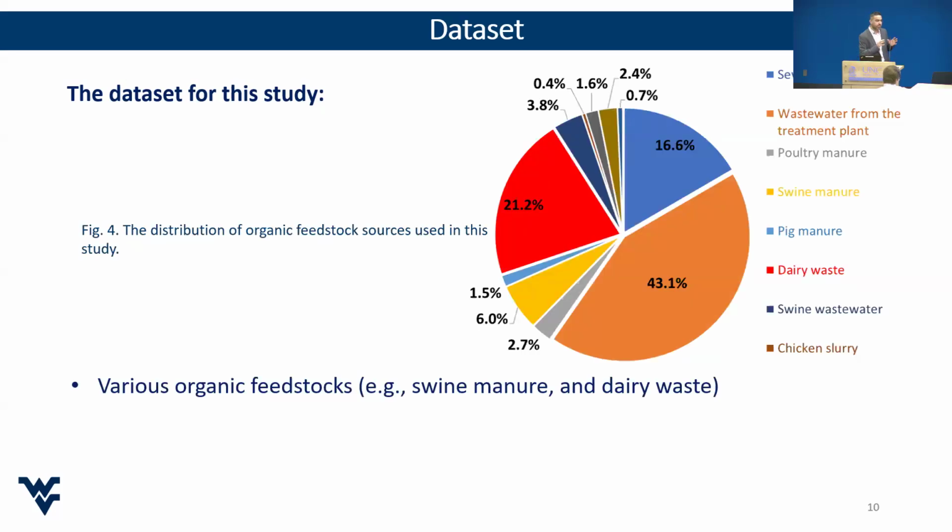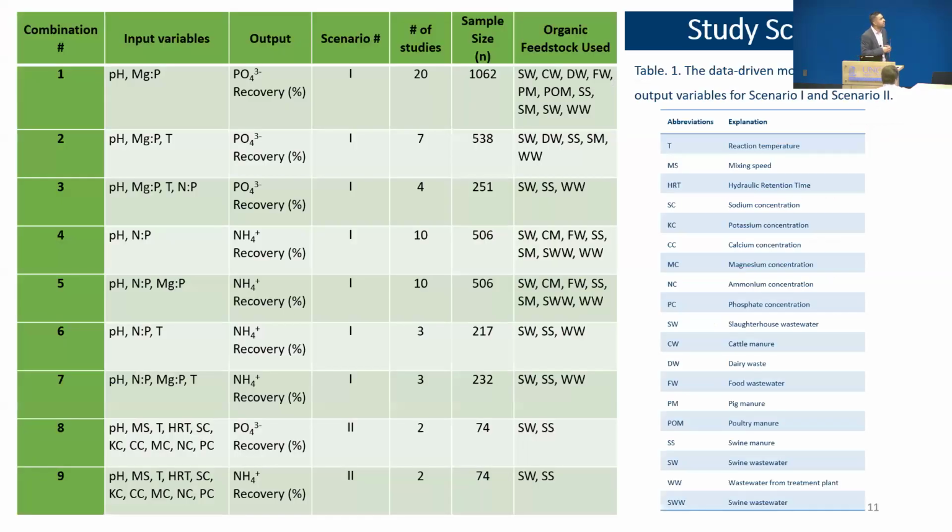The data set included various sources of wastewater, such as swine manure and dairy wastewater, as you can see on the screen. This slide shows the table with the two scenarios developed for this study, based on the number of input variables or predictors and the sample size. We have 9 combinations, and we have a different number of studies on different organic feedstocks used.